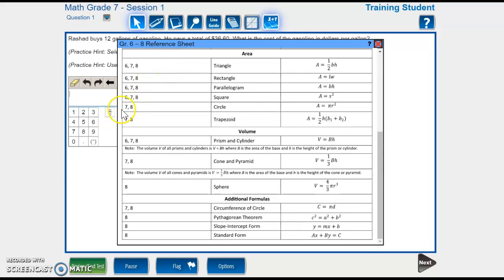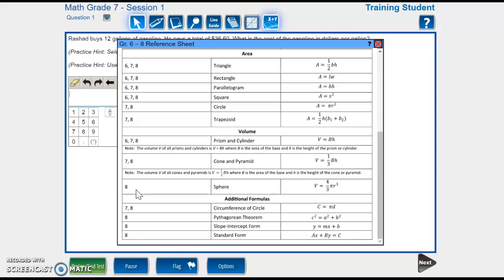When you scroll down a little bit, you see 7 and 8. That means only 7th graders and 8th graders would be using those formulas. So 6th grade, you would never need to use circles, trapezoids, cones and pyramids, anything like that. When it comes to just 8th grade, that means that 8th grade, you are the only ones that would be using those formulas on this test.